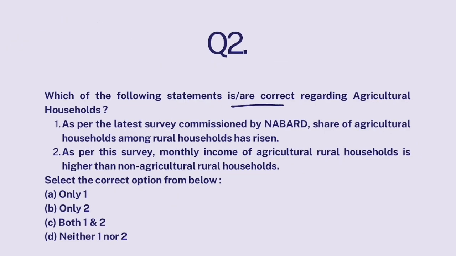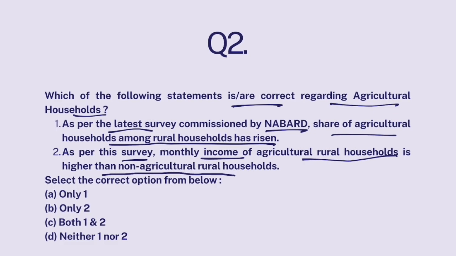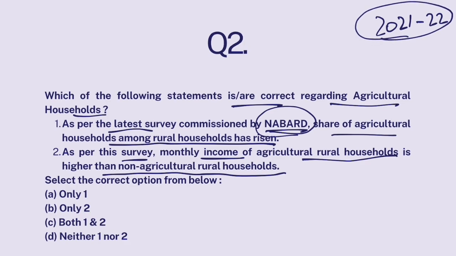Question number 2. Which of the following statements are correct regarding agricultural households? As per the latest survey commissioned by NABARD, the share of agricultural households among rural households has risen. As per this survey, the monthly income of agricultural rural households is higher than non-agricultural rural households. Recently a survey was commissioned by NABARD, the All India Rural Financial Inclusion Survey for the year 2021-22. And this survey found that the share of agricultural households among rural households has risen.